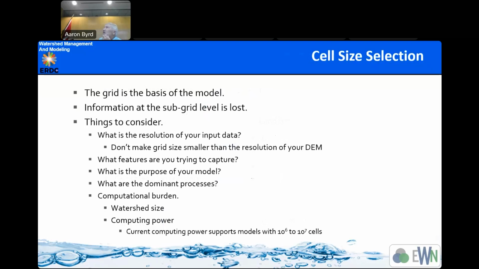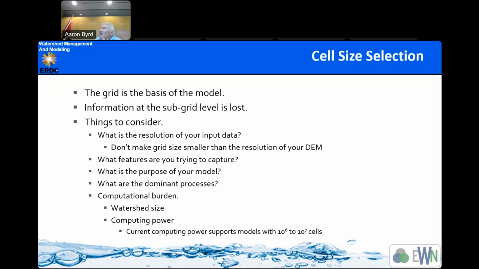So that's just a couple of considerations about these sorts of things. The grid is the basis of your model. As we talked about earlier this morning, the grid cell is our computational element. So information at the grid cell level, actually below the grid cell level, is lost. So things to consider: what is the resolution of your input data? Don't ever make the grid size smaller than the resolution of your DEM. That's just disastrous. Then think about, what features am I trying to capture? Am I in a huge agricultural area where the fields are miles long, or am I in downtown New York City? It's going to make a difference.